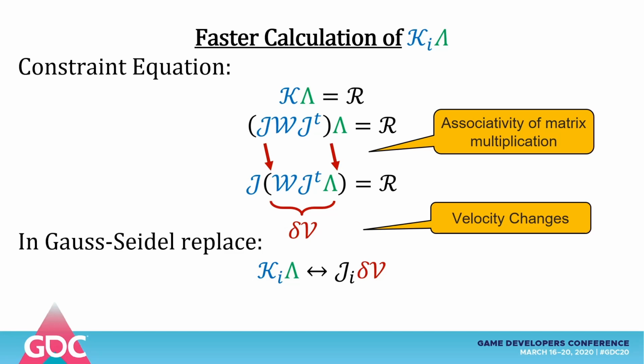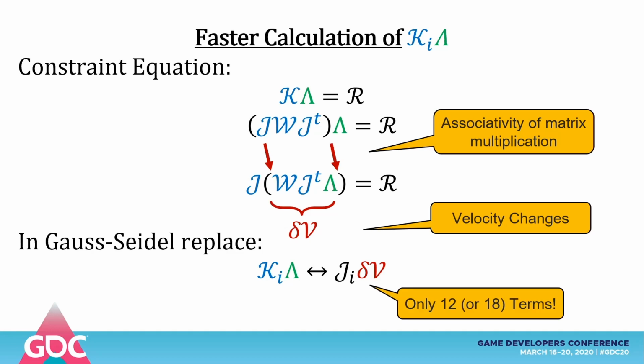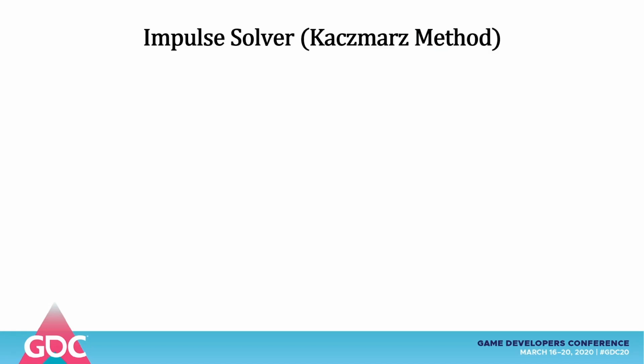Then in the Gauss-Seidel, we can replace Ki times lambda by Ji times delta v. This product has only 12 or 18 non-zero terms for practical constraints. We now have an improved version of the Gauss-Seidel for mechanical constraints. In the physics simulation community, it's called the impulse solver, but in mathematics, it's the Catch-Marge method.